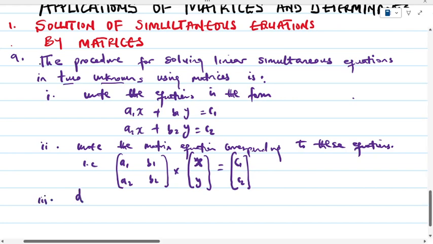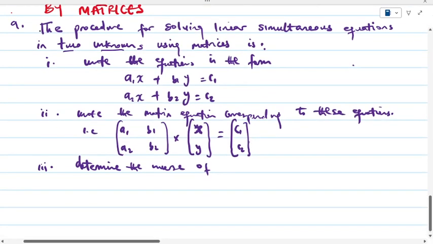Okay, so the third step is to determine the inverse of your coefficient matrix. I mean the inverse of a1, b1, a2, b2.